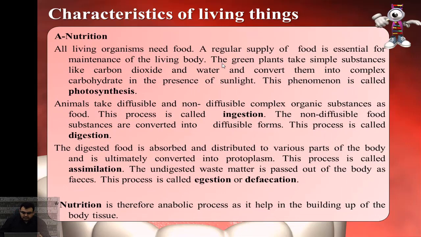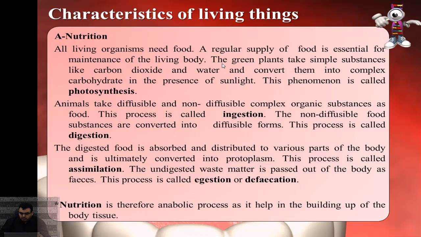A, nutrition. All living organisms need food. A regular supply of food is essential for maintenance of the living body. Green plants take simple substances like carbon dioxide and water and convert them into complex carbohydrates in the presence of sunlight. This phenomenon is called photosynthesis. Animals take diffusible and non-diffusible complex organic substances as food. This process is called ingestion.